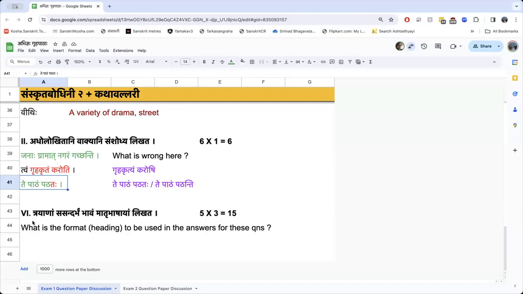Okay. What is the format for the heading for this? Trayanam sand, only this, right? Or for question two, we will do this. Which you already answered, which is like ERC: the reference, then the context, and then the explanation. So first you will go with reference, which book, which lesson.